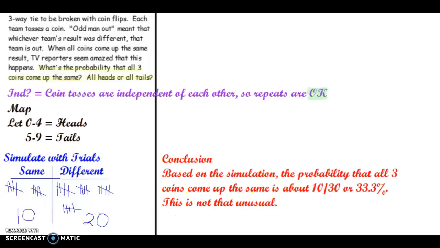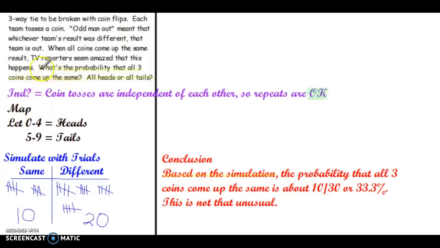Now, there are a couple of things I want to point out here with this conclusion. The first thing is this phrase, based on the simulation. Whenever you write your conclusion, you should write a little phrase at the beginning talking about what you did. If you ran an experiment, you would say, based on this experiment. If you ran a survey, you would say, based on this survey. This is a simulation, so you say, based on this simulation. And then you answer the question.